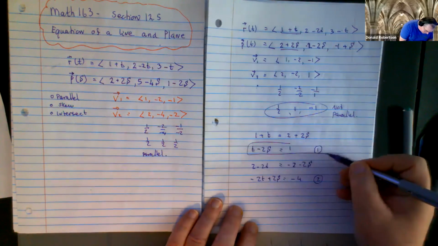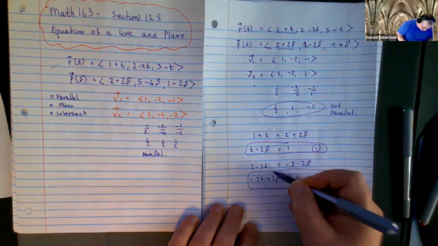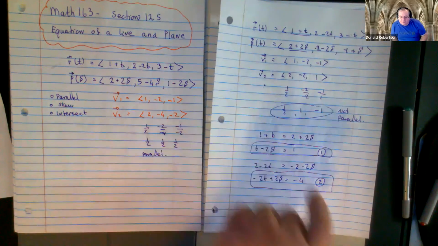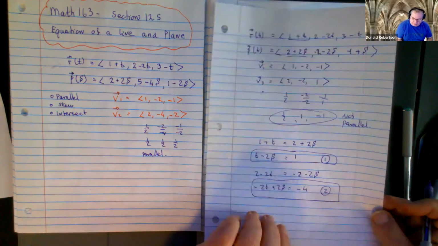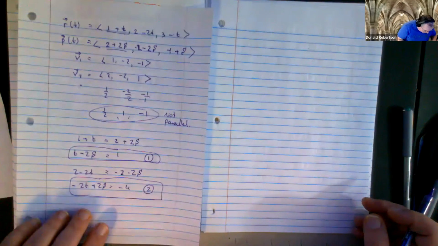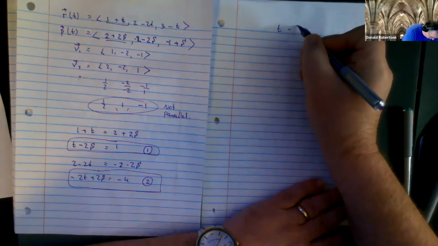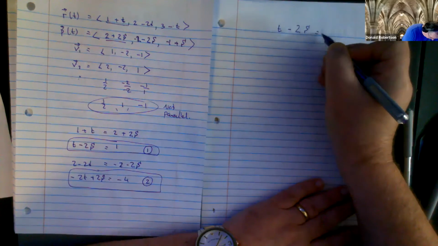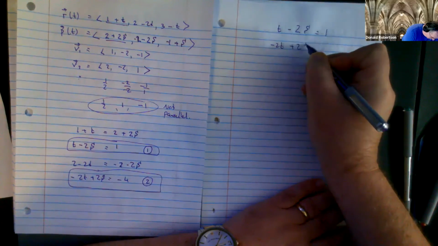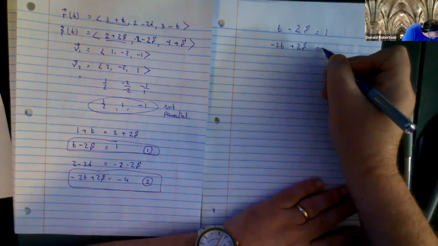So when you match the x's, you got that. After a little bit of simplification, when you match the y's, you got that. What we're going to do is solve the system of equations. Okay, so I'll write them down next to each other. t take away 2s equals 1, and negative 2t add 2s equals negative 4.